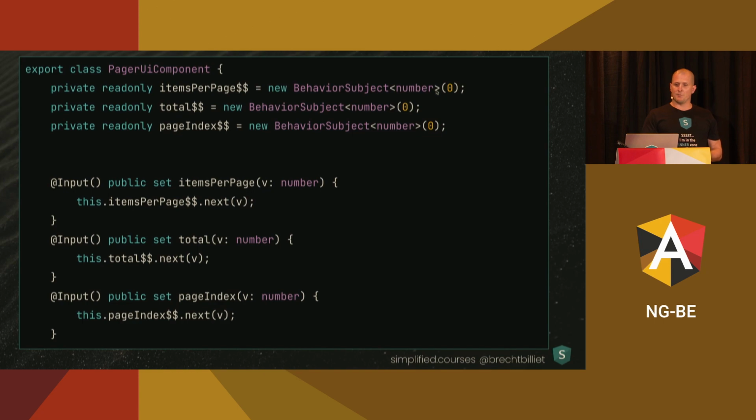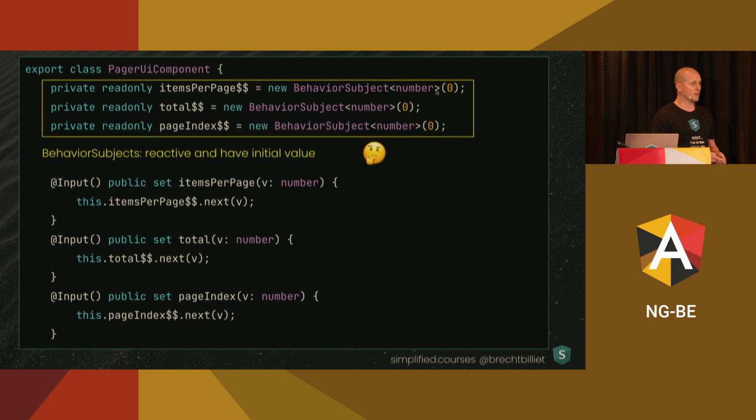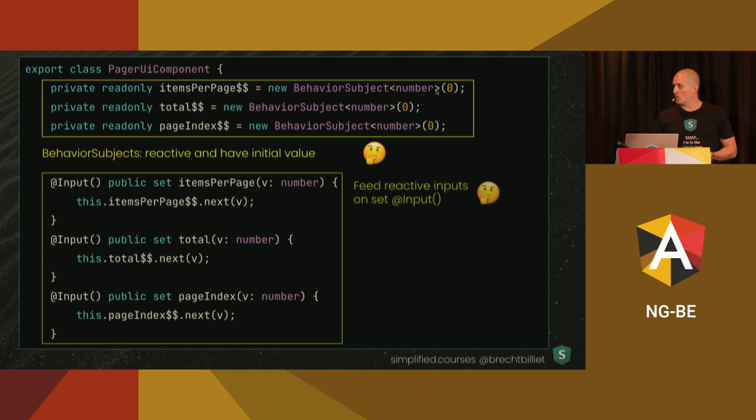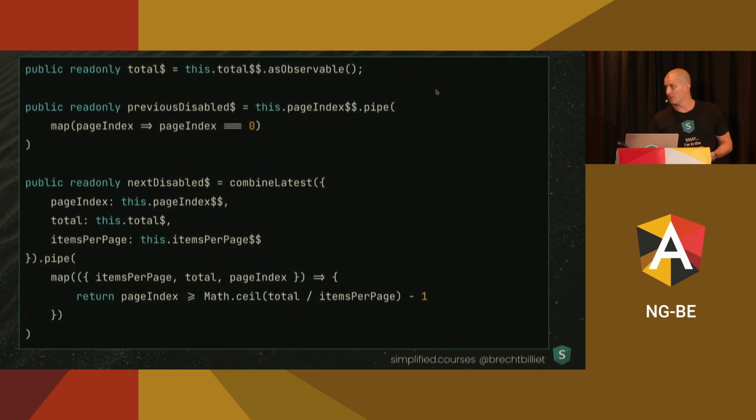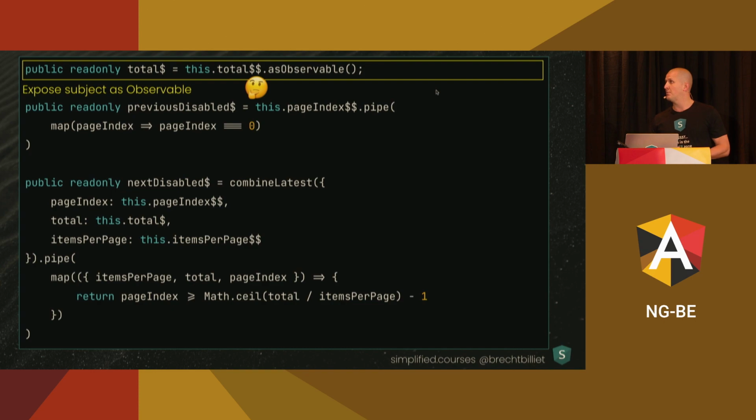So let's create behavior subjects. Behavior subjects are reactive. They're observables, and they always have an initial value and the latest value. In combination with input setters, we could actually create reactive properties. As we can see here, we have a few properties that are calculated. We have observables calculated based on other observables. And the total, we don't want to expose the subject to our template, because we don't want to expose the next method there. So we use the asObservable.